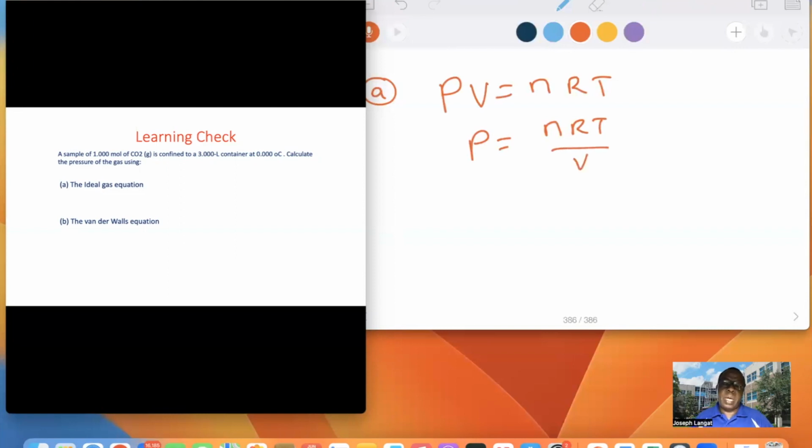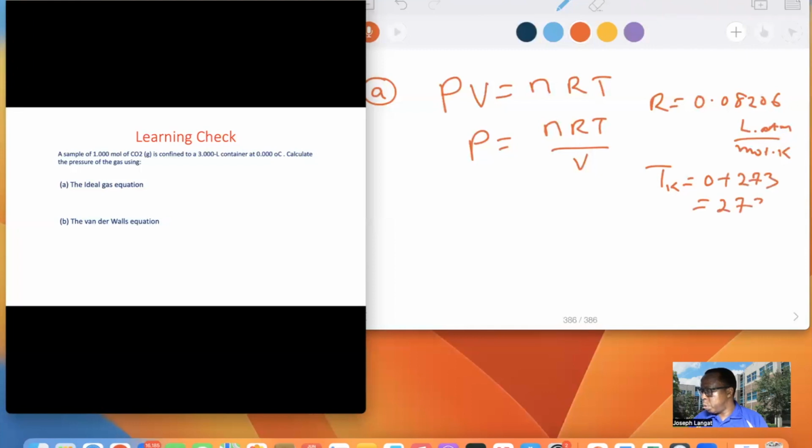Remember again, volume has to be in liters, where R is 0.08206. Remember, the units are liters times atmospheres over mole times Kelvin. So our temperature has to be in Kelvin. Since here we are given degrees Celsius, you change to Kelvin, which is 0 plus 273, which is 273. This is what we'll be using in our calculation.